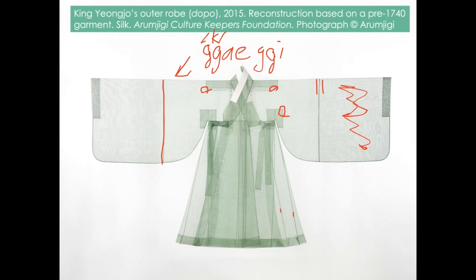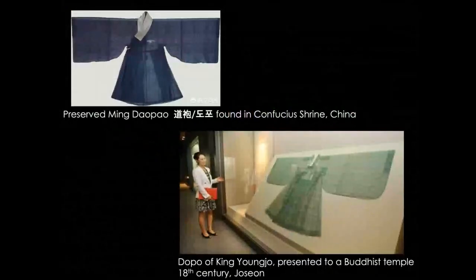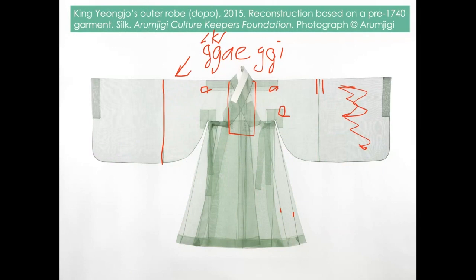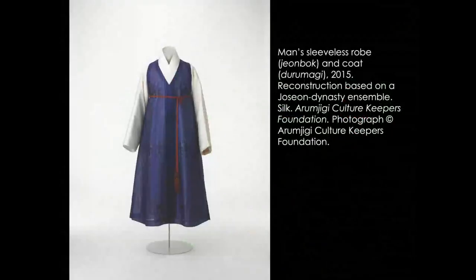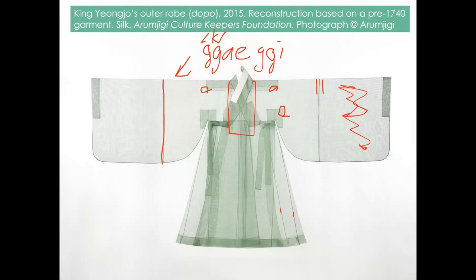This was given to a Buddhist temple. On the back panel, there are scripts by King Yeongjo saying that he is giving this work to the temple, and this one has an exact date of 1738 or something. That's why we know it is pre-1740, because the date he gave these clothes was 1738 or something.